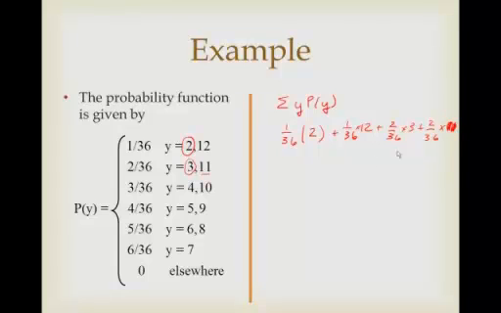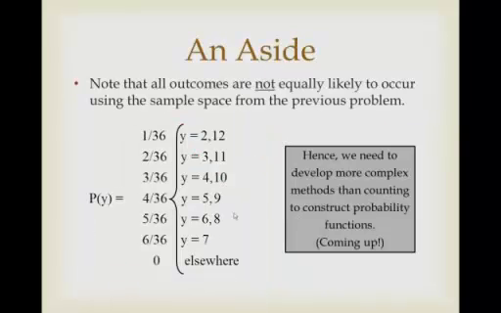You're just going to take all of those probabilities times the value of each particular event occurring, and you sum that all up. And what do you get? 7. That is the expected value that you're going to get in this particular case. Remember that in this case, all the outcomes were not equally likely to occur, and so we had to be careful in how we were summing everything up. Later, we'll see that we'll need to develop more complex methods than just simply counting to construct probability functions.